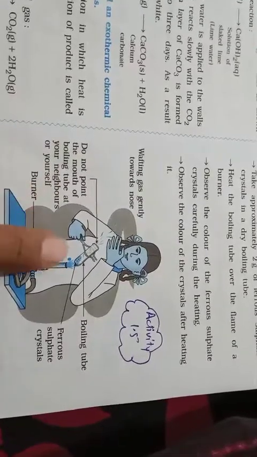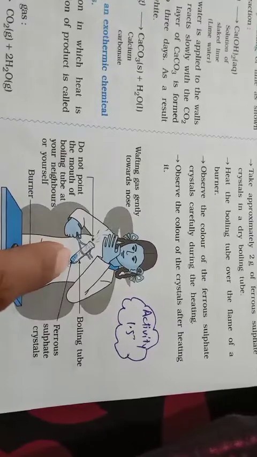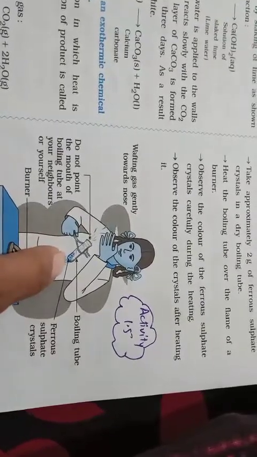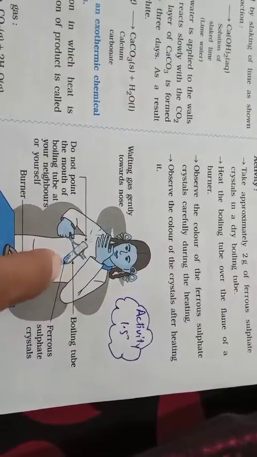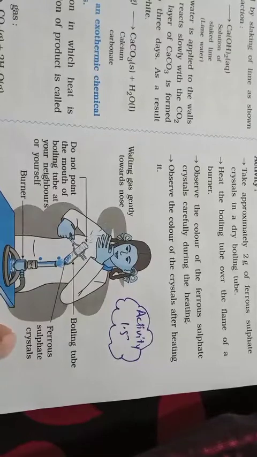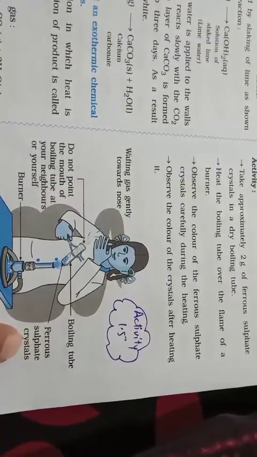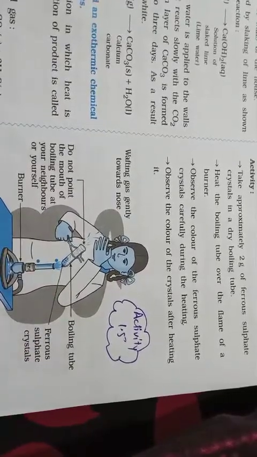In this figure the girl is holding a test tube in her hand. She is heating ferrous sulfate crystals in this dry test tube. After heating, the color of ferrous sulfate will become reddish brown. Previously it was greenish and after heating it will become reddish brown. This is because of a decomposition reaction. You can see here the decomposition reaction has been written.